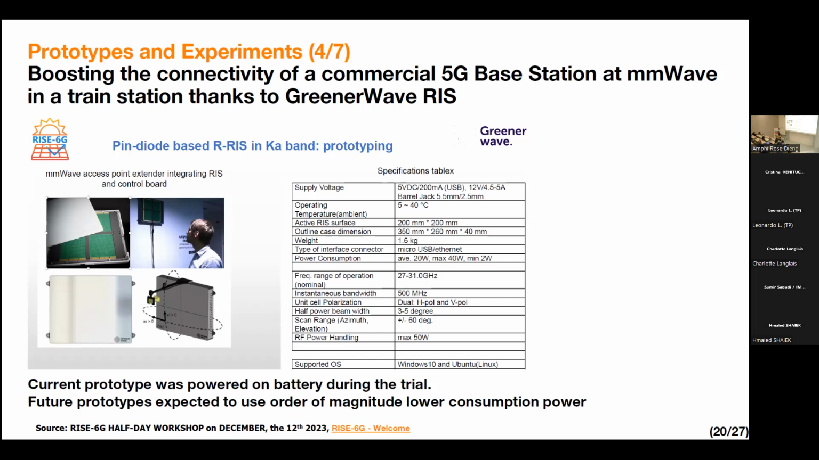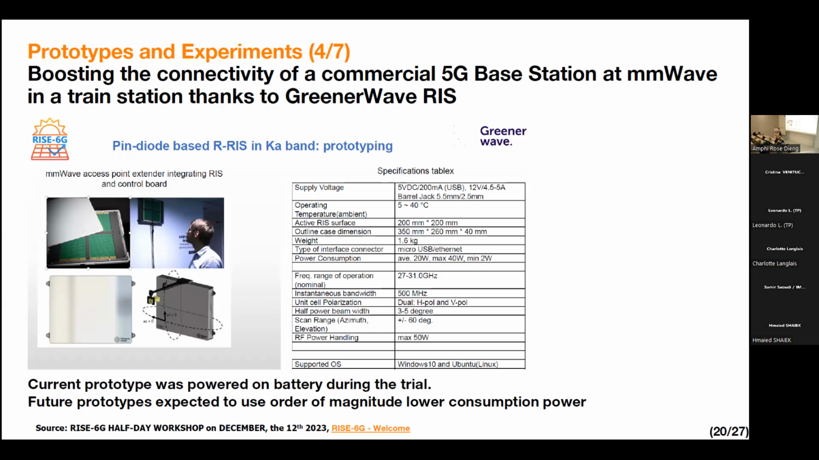And what was interesting is that in the train station, we had no place where to plug the RIS. You know, it's a real train station. You can tell the guy from the train station, I want a plug for my experiment. No. So the RIS was powered on battery and it worked for 3 days on battery. So that was a good sign that this technology can be low power. It's not yet low power enough. And I know greener wave is working on below watt or order watt power consumption technology. But it was a good sign.